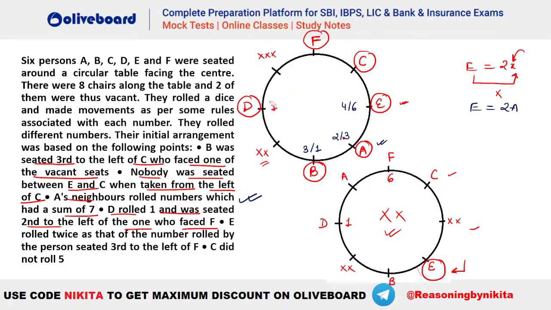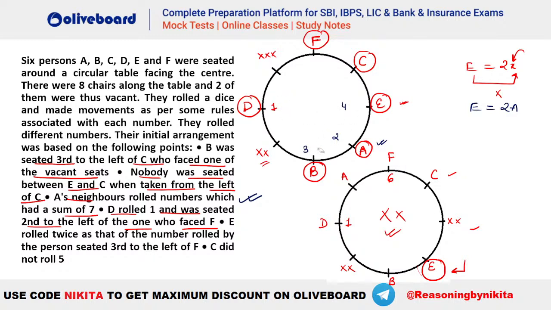Why? Because you can see that D was already 1, isn't it? D was already 1 here. That means B cannot be 1. So if B is not 1, this person cannot be 6. And if this person is not 6, that means this person has to be 2 here. So you can see A has rolled 2. This person is 4 and B has to be 3. Absolutely, Uday, that is right. So you can see these are the numbers that we have got.